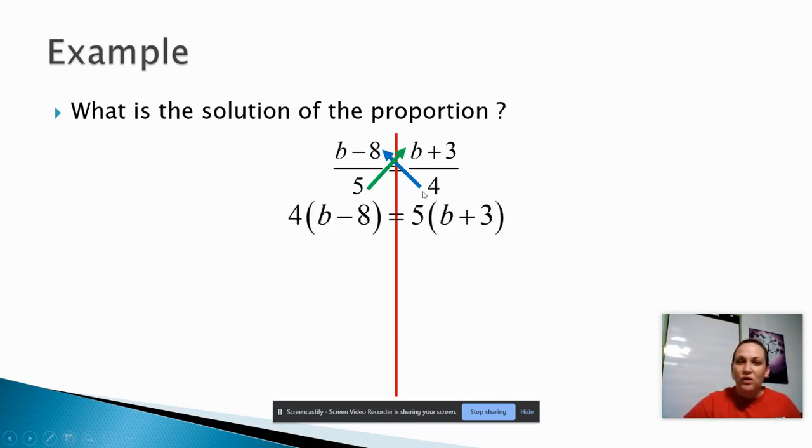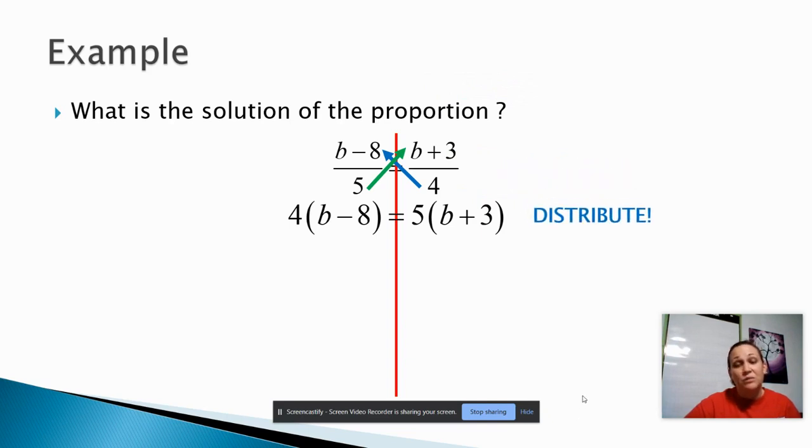So I have my 4, and my 4 followed the blue arrow, and it's being multiplied by the entire numerator, the b minus 8. So I put it all together so it all gets multiplied. And then my other denominator, 5, follows the green arrow, and it's being multiplied by the entire quantity, b plus 3. So again, I put the whole thing in parentheses. And you want to make sure whenever there's adding or subtracting in these types of problems that you are distributing.